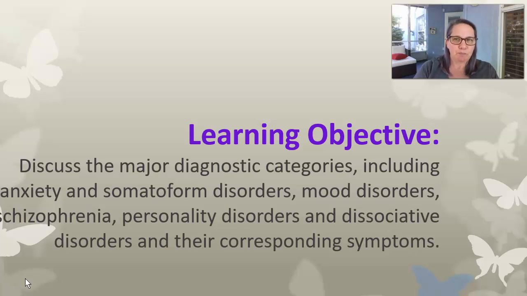Okay, so the first group of mental illnesses that we're going to talk about are the anxiety disorders. So here on the screen, you have our learning objective: discuss the major diagnostic categories, including anxiety and somatoform disorders, mood disorders, schizophrenia, personality disorders, and dissociative disorders, and their corresponding symptoms. So over the next 5 or so videos in the next week and a half or so, we will be going through all of these different categories.